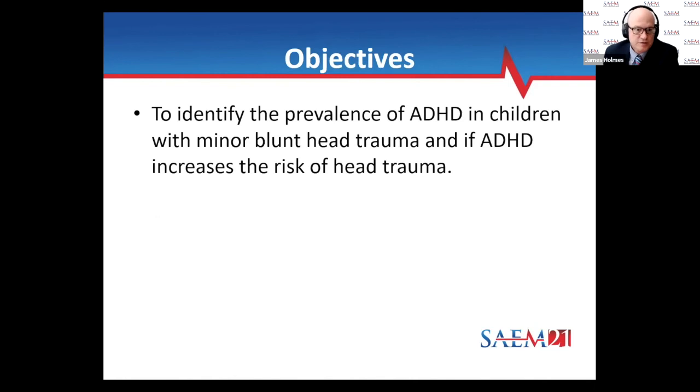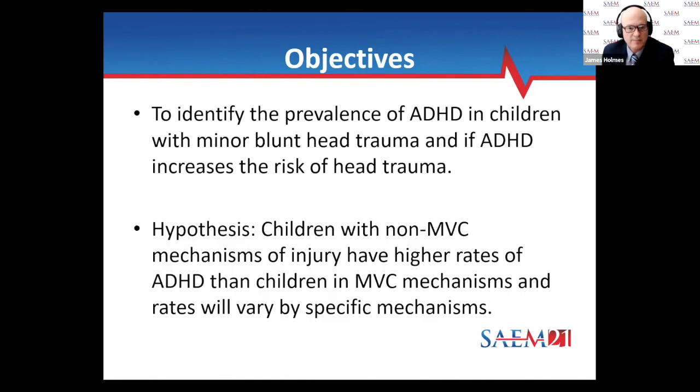Therefore, our objectives were to identify the prevalence of ADHD in children with minor blunt head trauma, and if ADHD increases the risk of that head trauma. We hypothesized that children with non-motor vehicle collision mechanisms of injury have higher rates of ADHD than children in motor vehicle collision mechanisms, and rates will vary by specific mechanisms of injury. And I'll explain why we separate by motor vehicle collision or non-motor vehicle collision in just a minute.